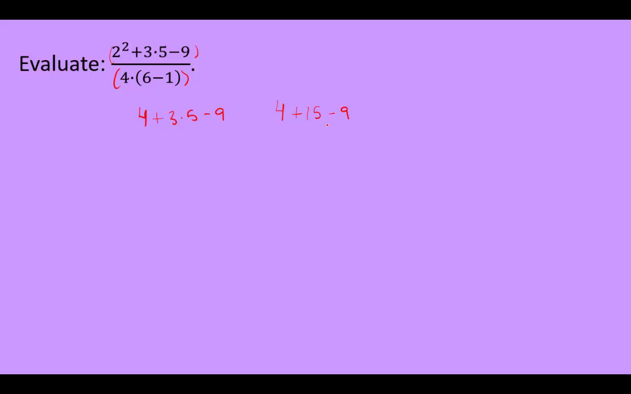And then the rest of this I can just do left to right, maybe even in one step in my head. And I get 10. For the bottom, I have parentheses, so I need to do 6 minus 1, which is 5. And then I'm going to do 4 times 5, which is 20. So I get 10/20ths. Now, that's not the way we want to leave our answer. We want to reduce or simplify that so that it's as simplified as we can get. Both of those are divisible by 10, which would give us 1/2 as our answer.